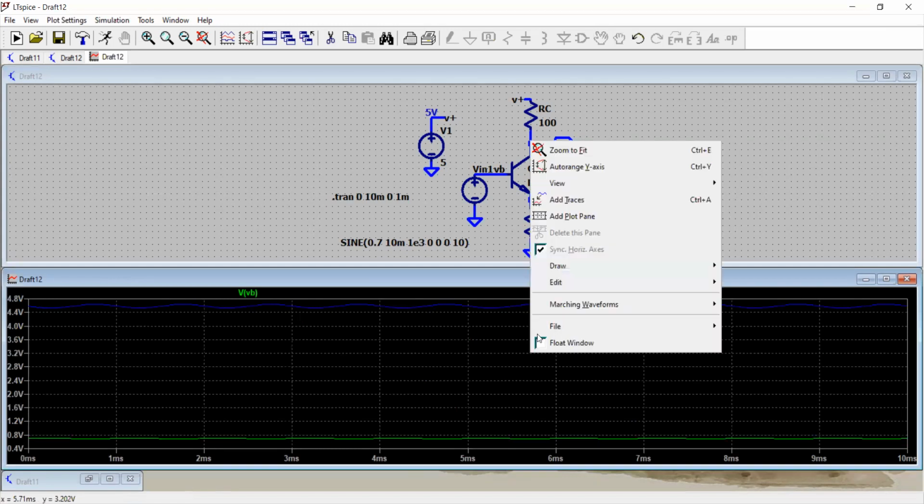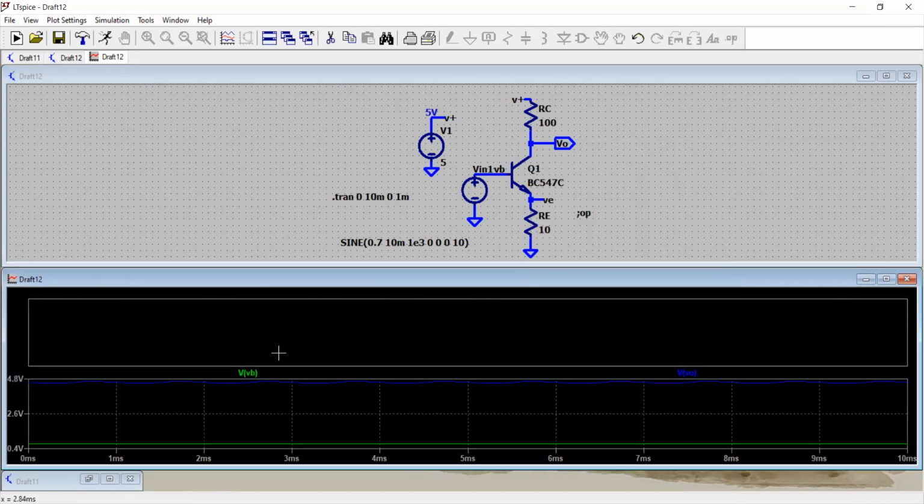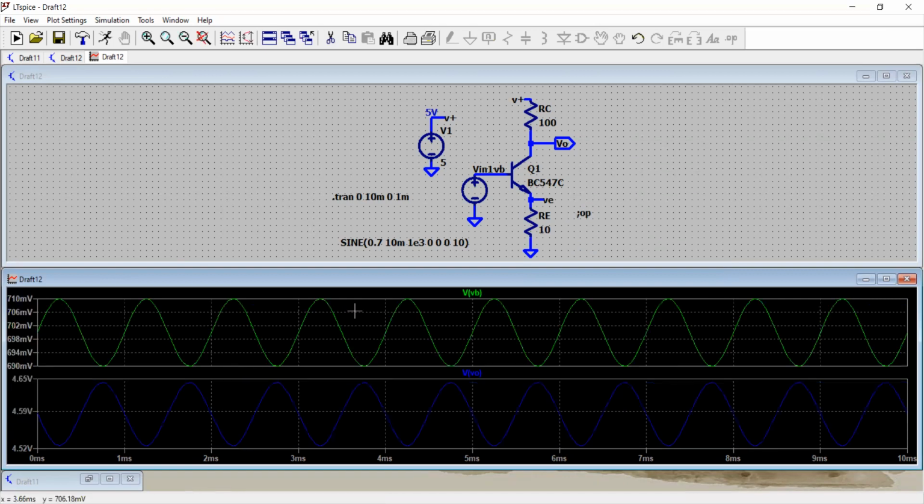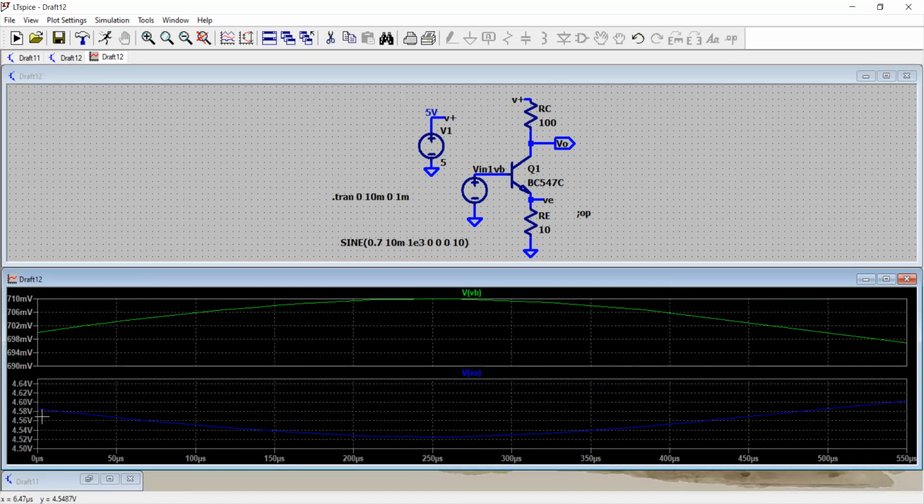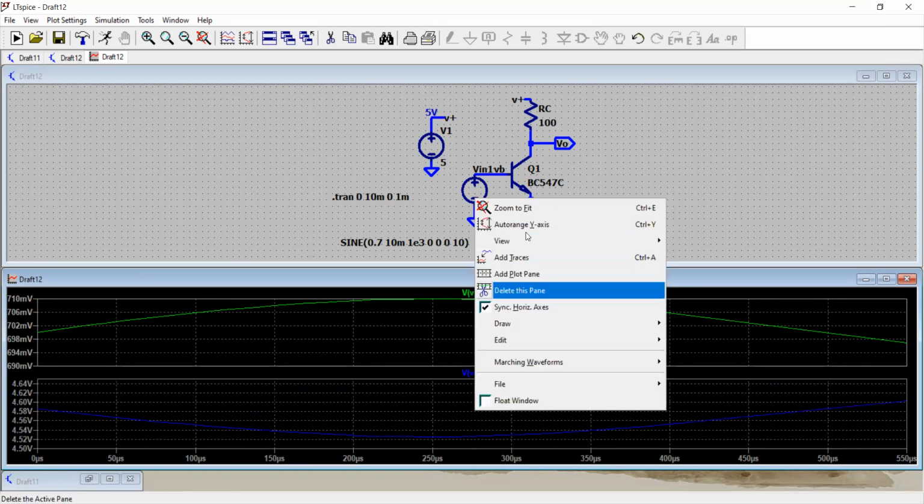What I'll do on the waveform, I right click, I add a plot pane, and then I take one of the waveforms into a different one. So input, now look, the output goes from 4.59 to 4.52. So how much is the gain? Or maybe just right here, 4.48 to 4.54. Like we expect, if we apply 10 millivolt, then the gain of 10 should give us 100 millivolt. So let's do that.